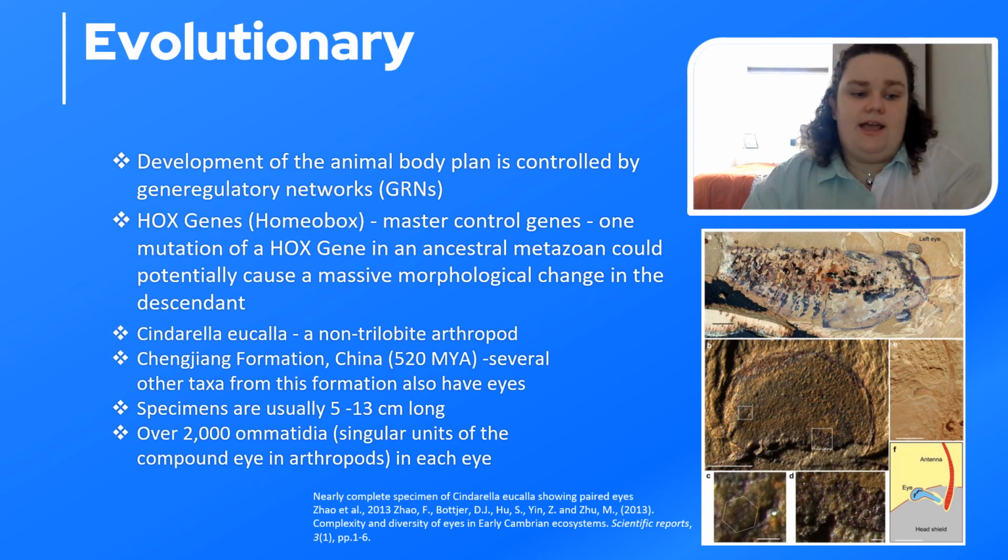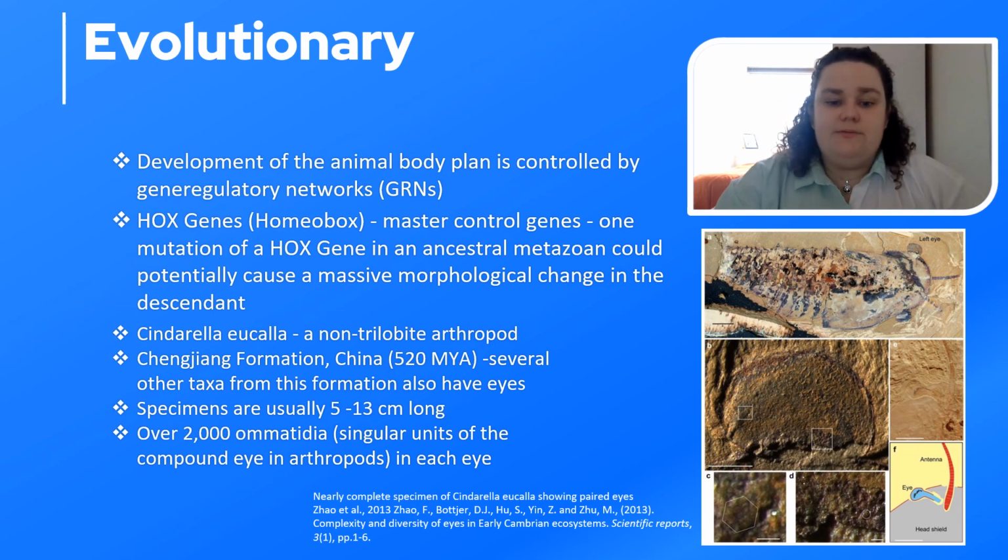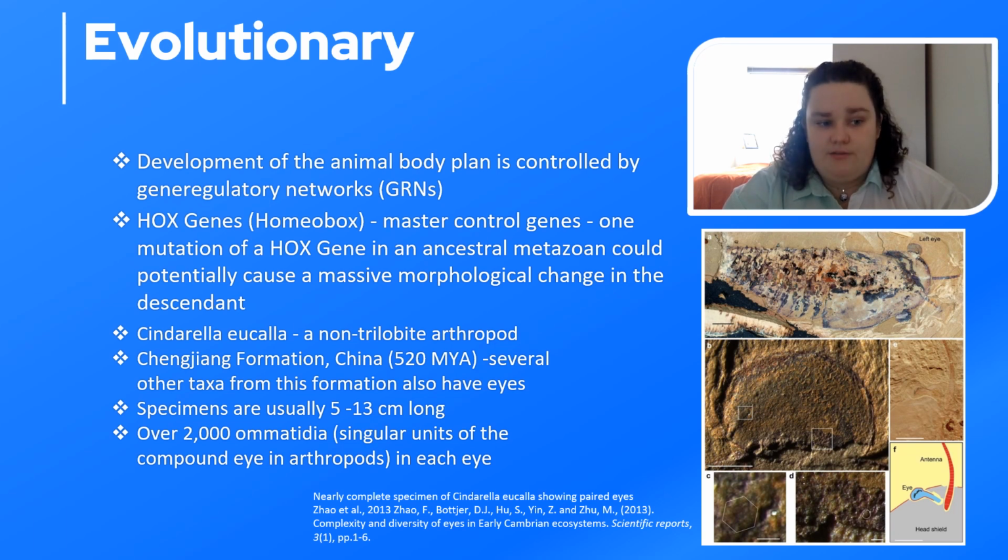Eyes were found in an organism from the Xiaoshiba Formation in China, which is roughly 520 million years ago, which is older than the Burgess Shale. Several other taxa from the formation also have eyes, but the most famous is Cindarella eucalla, which is a non-trilobite arthropod. Specimens are usually around 5 to 13 centimetres long, and there are over 2,000 ommatidia, which are the single units of compound eyes in arthropods, in each eye.